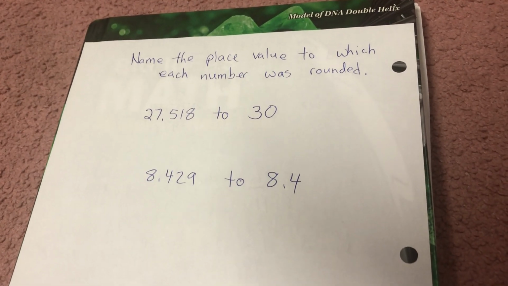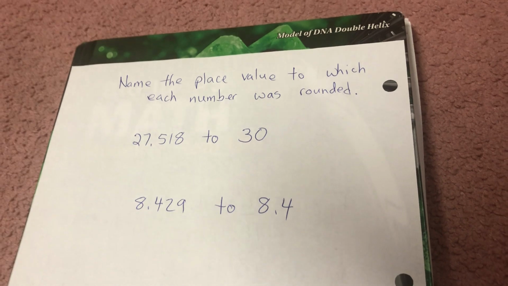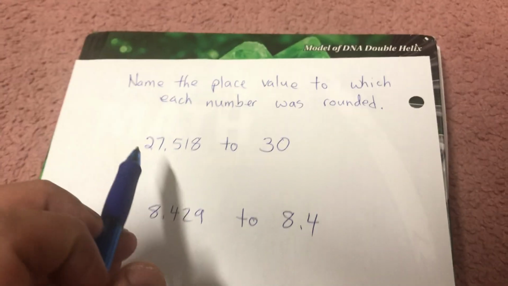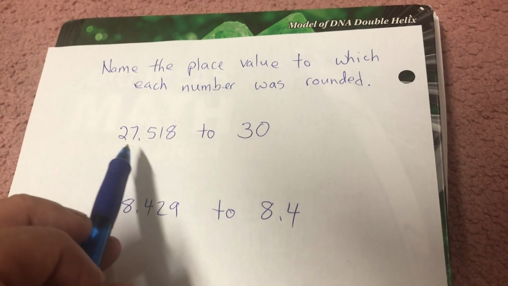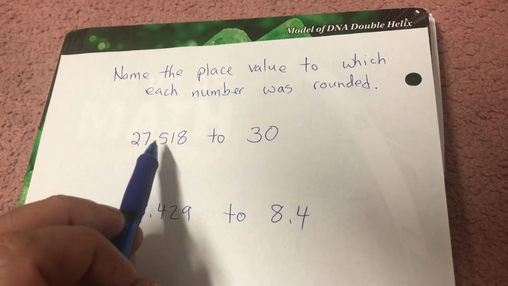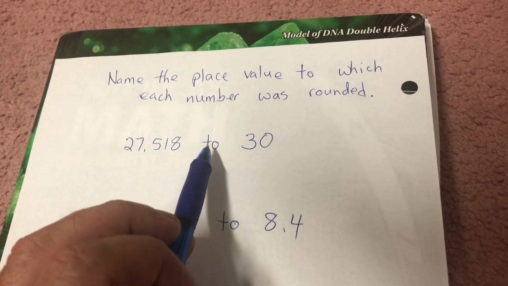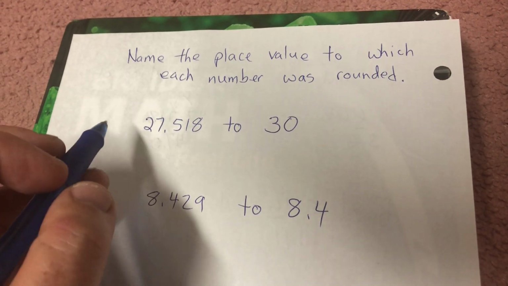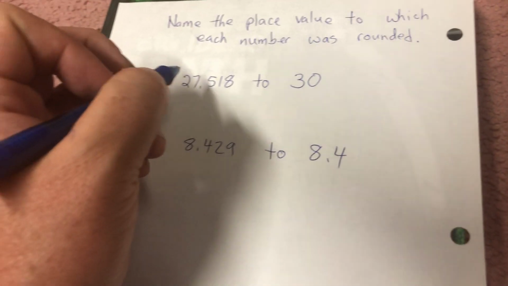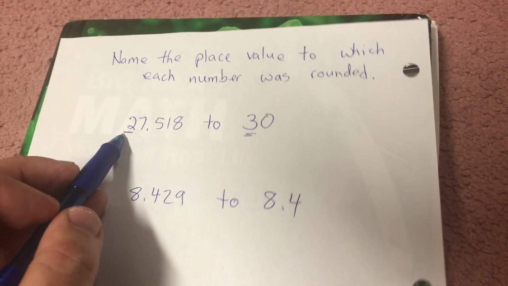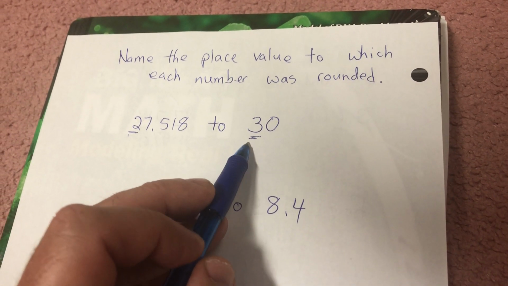All right, last part. Name the place value to which each number was rounded. So they're going to give you a number. In this case, our example is 27 and 518 thousandths. So once again, 27 and 518 thousandths being rounded to 30. So I see the change that took place here. I see that the first place where the numbers are different is actually the tens place, because here I have a 2 in the tens place. Here I have a 3 in the tens place.